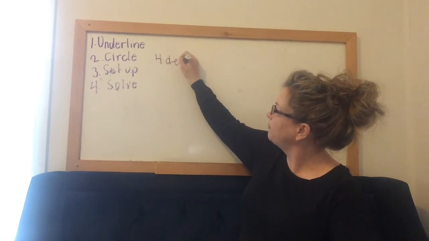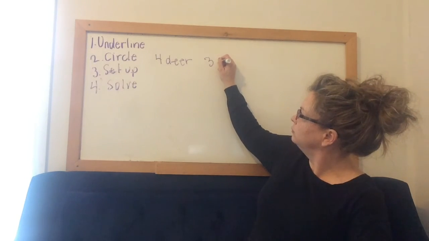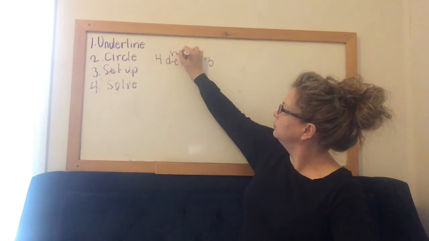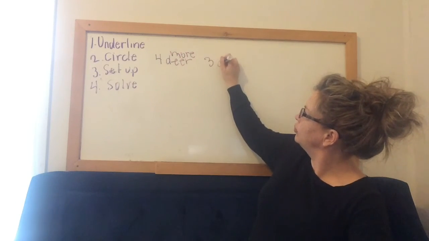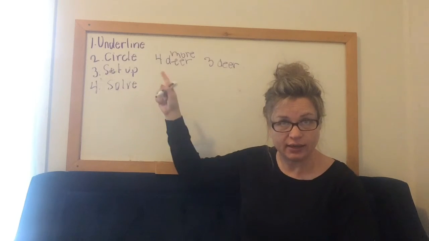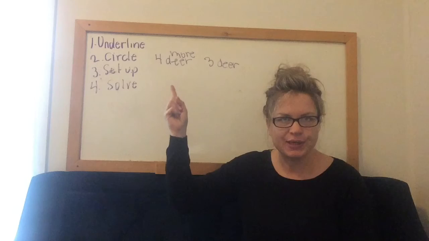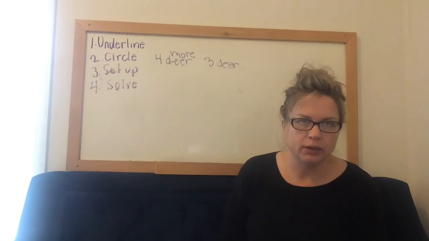4 and he gets 3. I'm sorry, I wrote that backwards. He has 3 deer and he gets 4 more deer. So in the process, let's draw our deer up there.